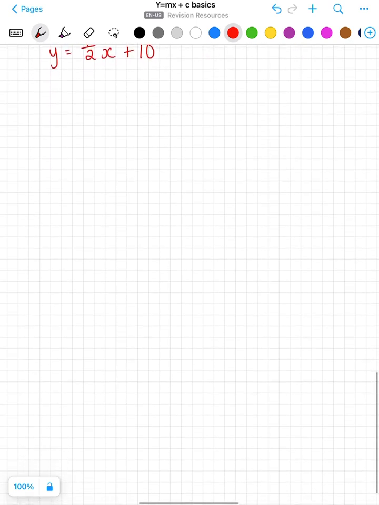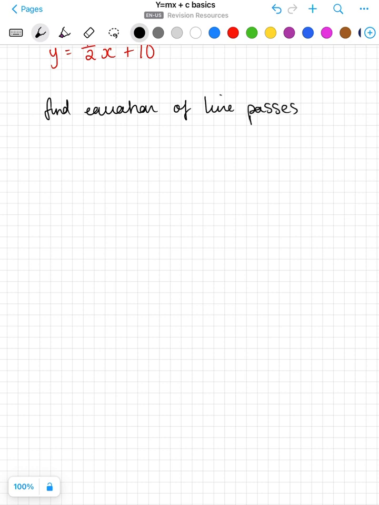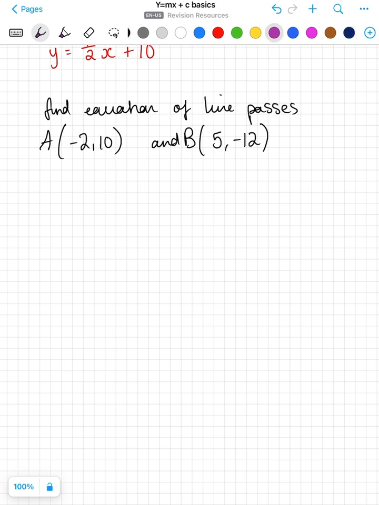So let's look at an example of a question where we have to find the equation of the straight line that passes through the coordinates minus 2, 10 and 5, minus 12. So what we're going to do here first, our straight line passes through A and B. We could draw a sketch if we wanted to, but first thing, in any case with equations of straight lines, we want to consider what the gradient will be.